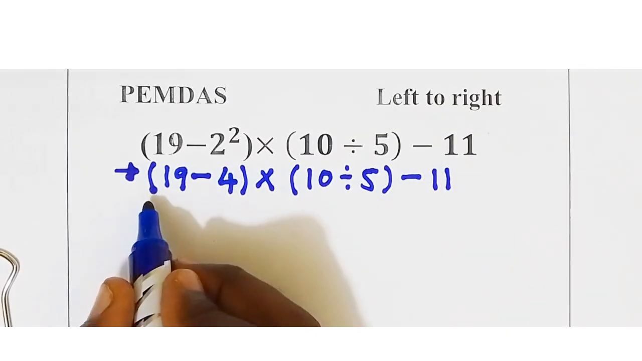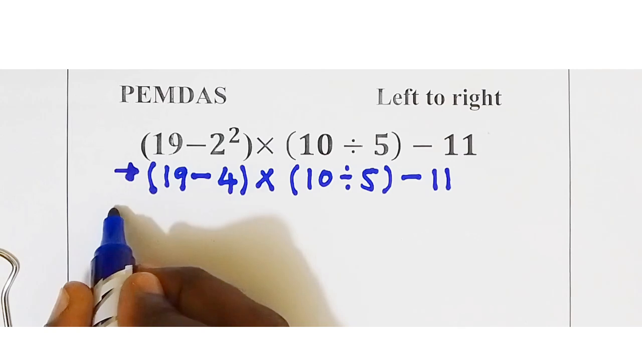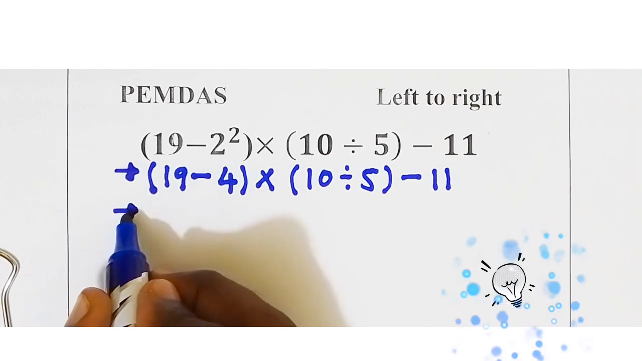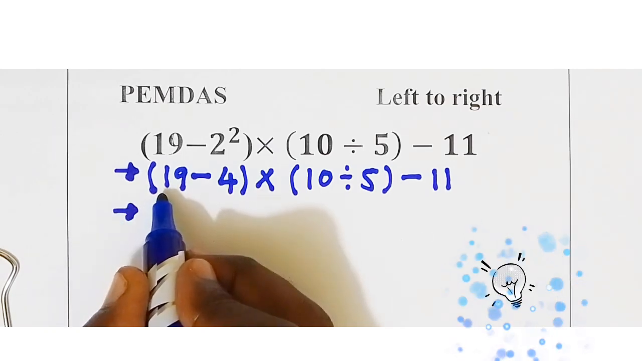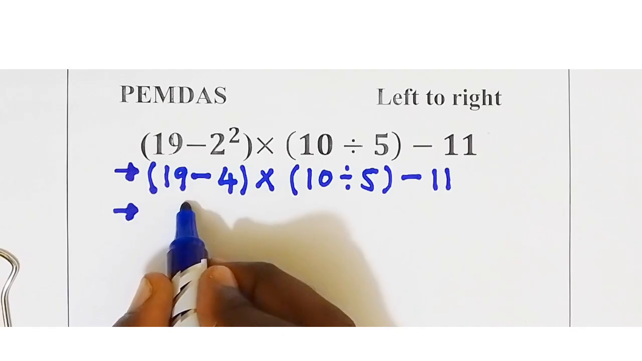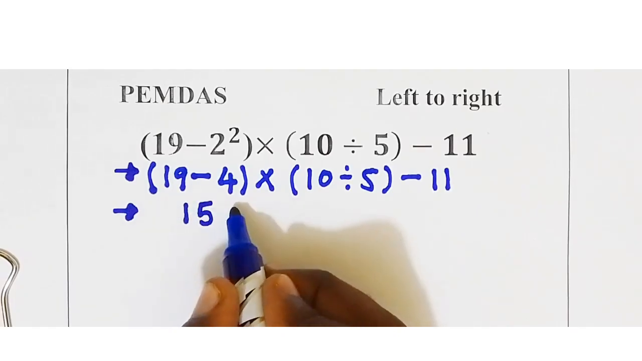We are still working with the first parentheses. From left to right, 19 take away 4, we remain with 15. We are going to drop the rest.